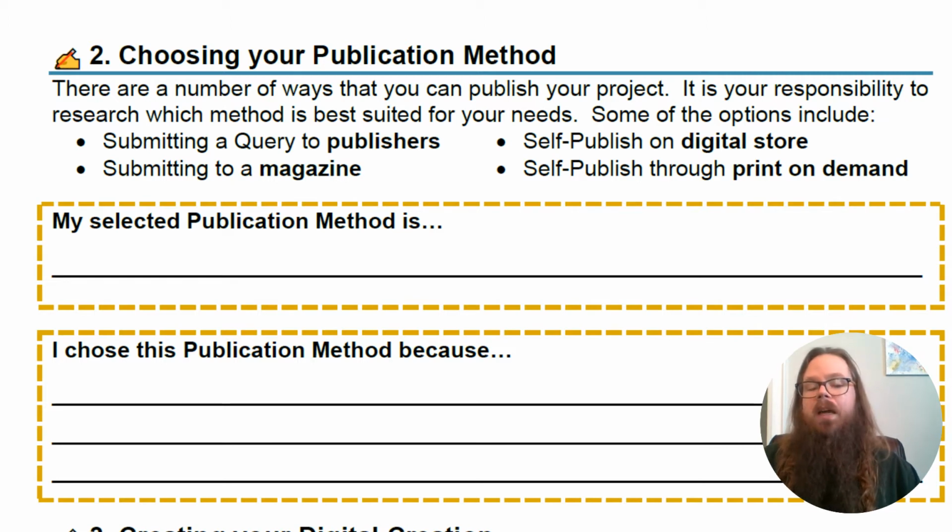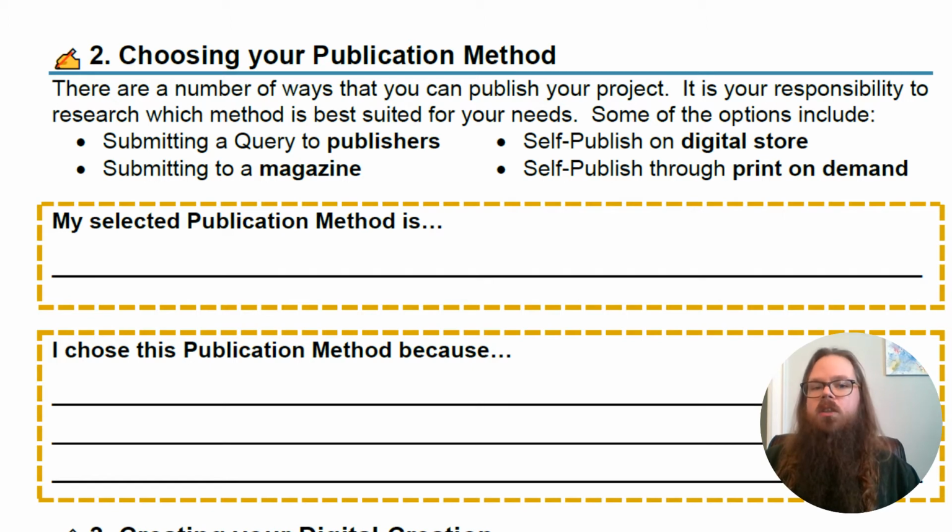There are so many ways that we can publish our work. We can self-publish on a digital store to immediately sell things. Or we can work with a print-on-demand service. You could actually submit a query letter to publishers or submit to a magazine. If you've made a video, maybe there are some film festivals. If you've made a song, there are radio stations that you can submit your work to.